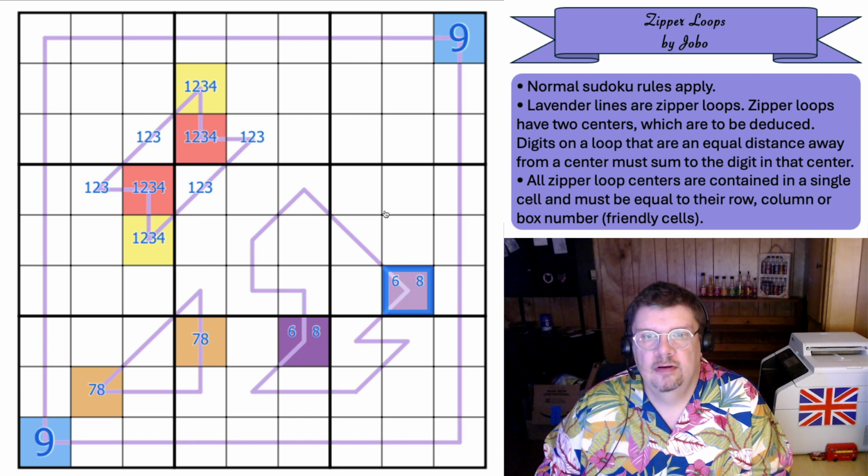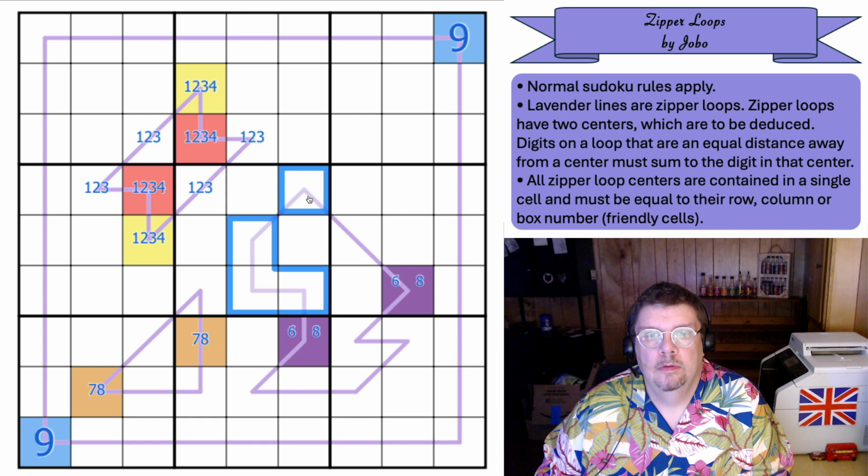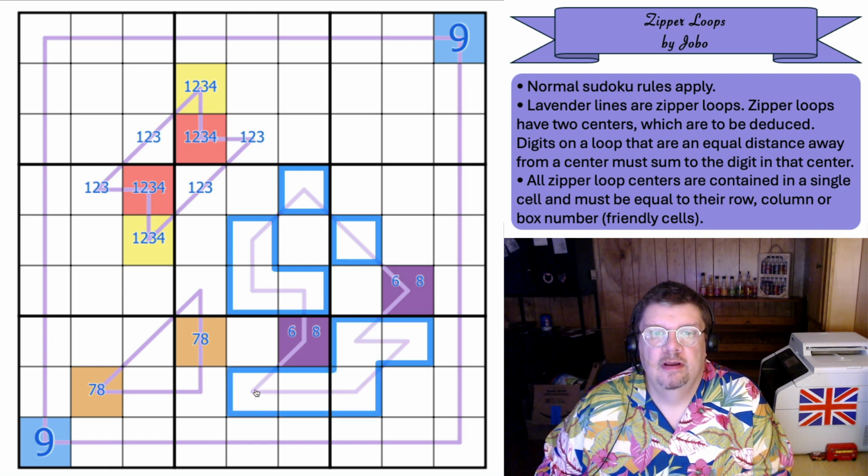I've got row 6, column 8, box 6. That is 6 or 8. This is row 7, column 6, box 8. So that is 6 or 8. So could this be 6? These would have to be from 1, 2, 3, 4, and 5. Could they be from 1, 2, 3, 4, and 5?